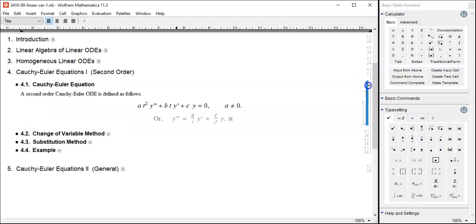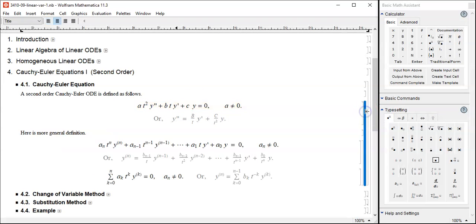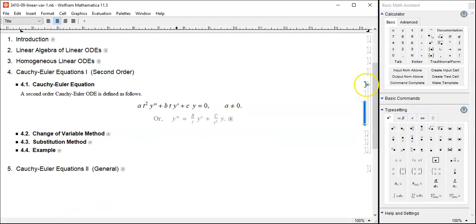Cauchy-Euler equation. In this structure, second power times second derivative, first power times first derivative, zero power times no derivative, and in general, nth power of t times nth derivative, and so on. That's the Cauchy-Euler equation.